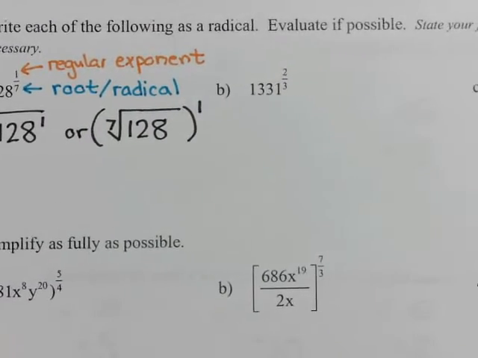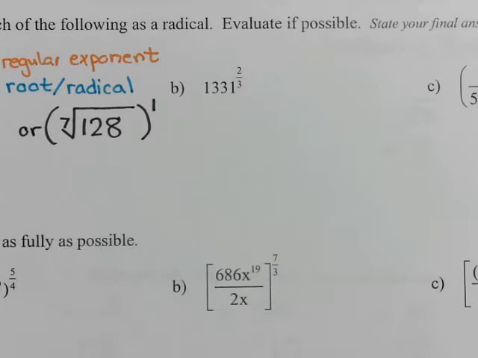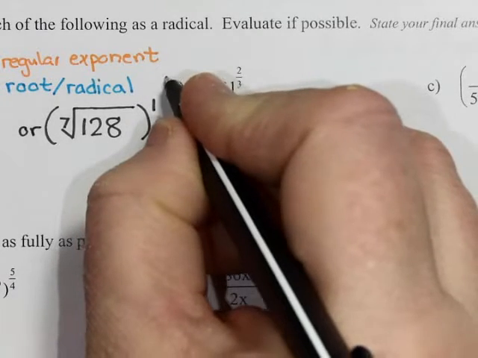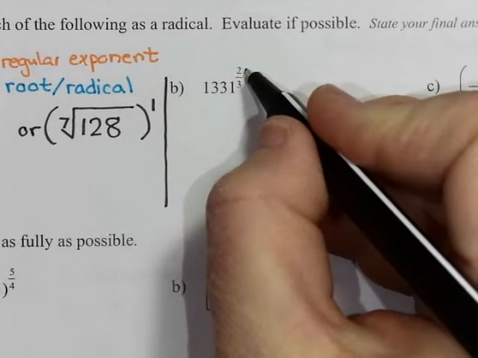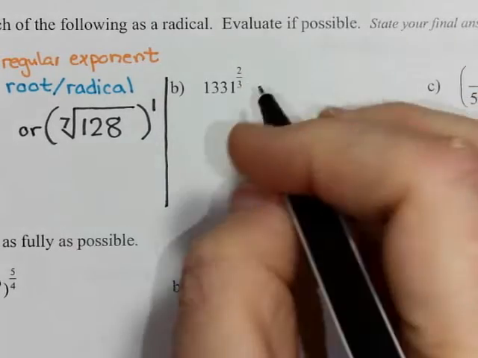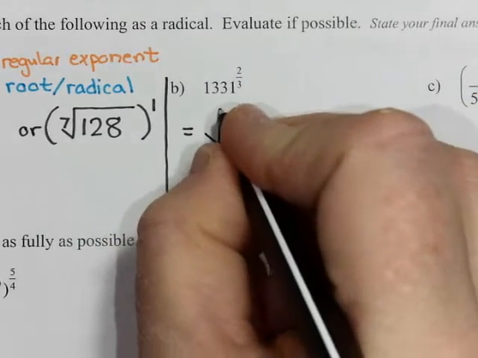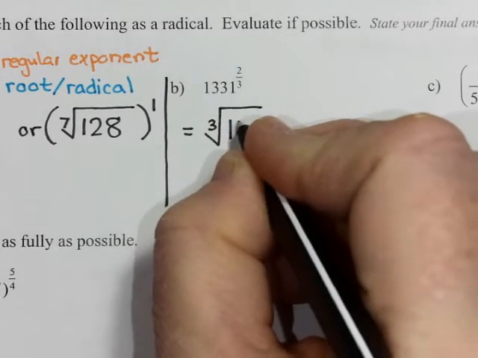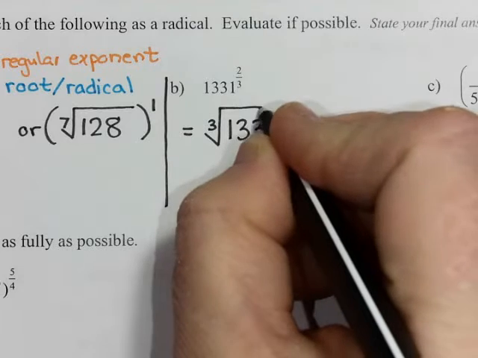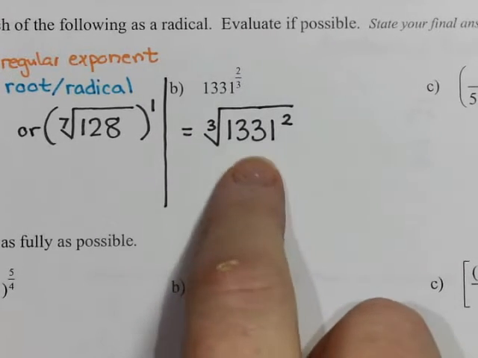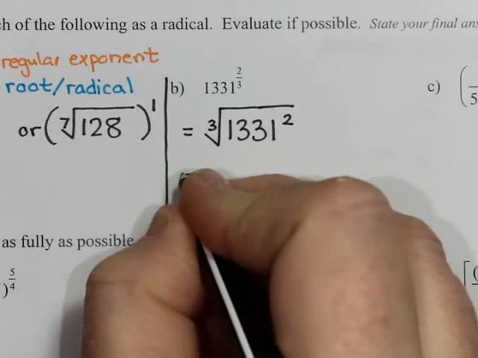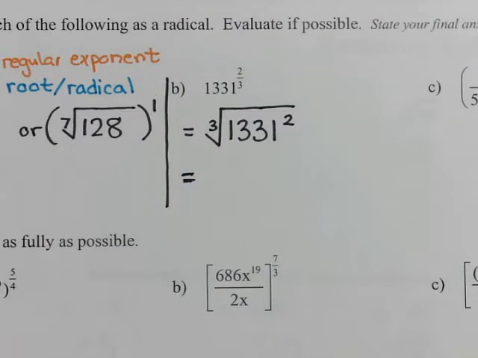So this one is 1,331 to the power of 2/3. The number on the top of the exponent is just a regular exponent. The number on the bottom makes a root. So this is going to be the 3rd root of 1,331, and then that is to the power of 2. It did ask me to evaluate, so this was the radical part, and then it wants me to evaluate if I can. So to evaluate, I'm going to take my calculator.